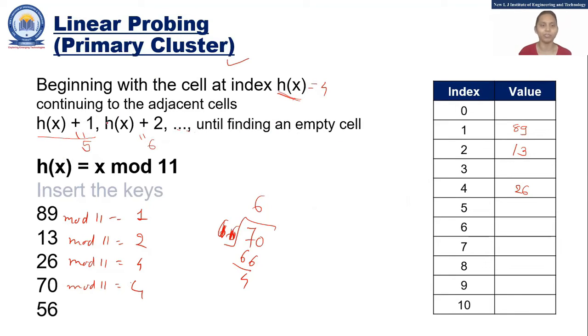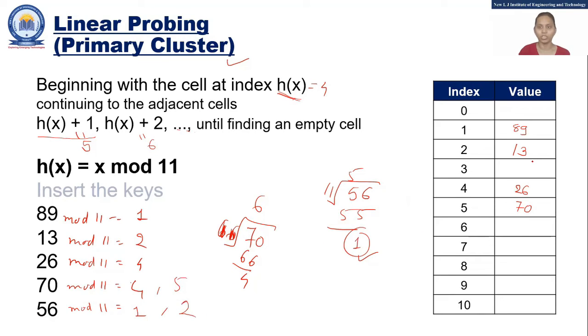In between, if I find any empty space, I load my value there. In our case, is 5 empty? Yes, 5 is an empty space, so I am able to put my 70 here. Now check the next key value, that is 56. 56 mod 11 is 1. Is 1 a free space or not? In our case, it is not free. So if h(x) is not free, I can go for h(x) + 1. So the next available space is 2.